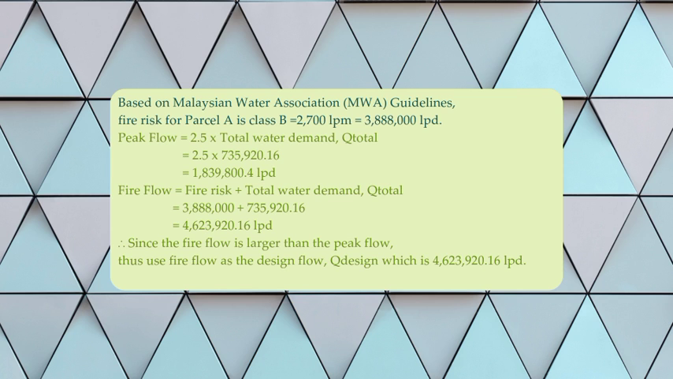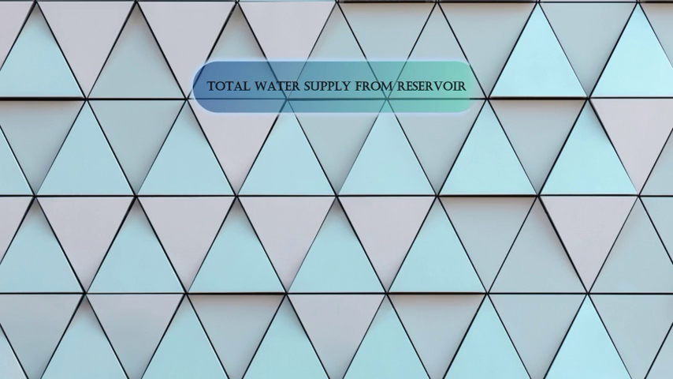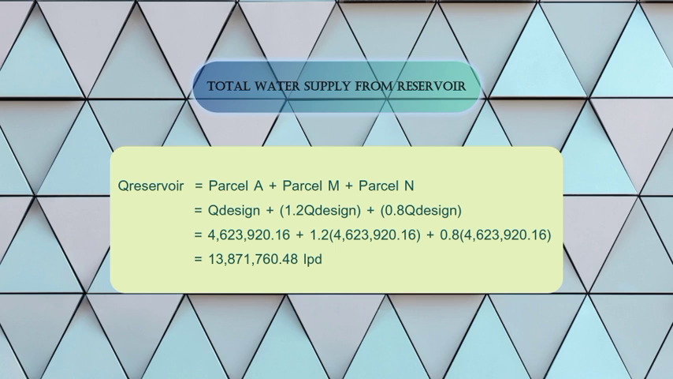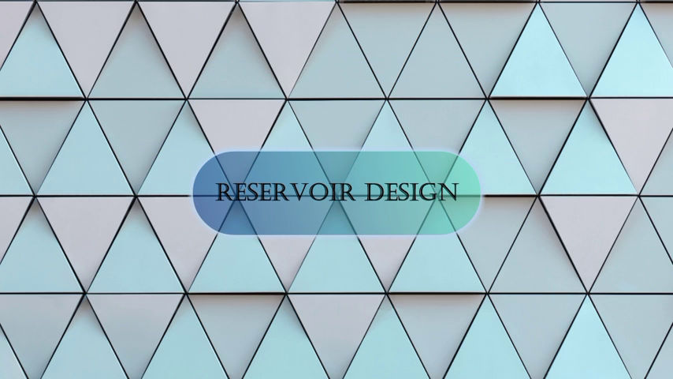In order to determine the design flow, we need to find the feed flow and fire flow. Based on the calculation that we get, fire flow is larger than feed flow, thus we use the fire flow as the design flow, which is 5,623,920.16 liters per day. Lastly, the total water supply from the reservoir, which includes parcel A, parcel M and parcel N, is 13,871,760.48 liters per day.